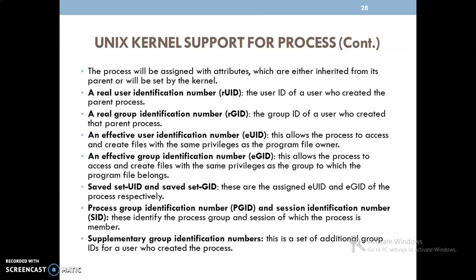Saved set user ID and saved set group ID, nothing but these are the effective user ID and effective group ID values, but this is only saved when the process starts executing. Process group identification number and session identification number, nothing but every process belongs to one group, that ID what I can call as a process group, and every process belongs to one session, that ID what I can call as a session identification number. Next, supplementary group identification numbers, which means if a process belongs to more than one group, in that case supplementary group identification numbers are working here.